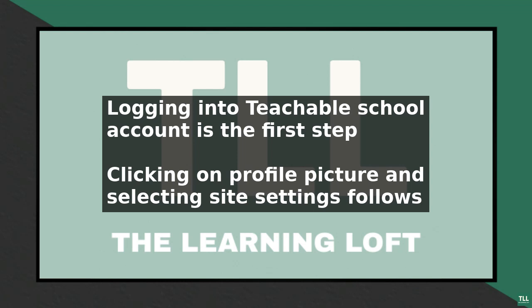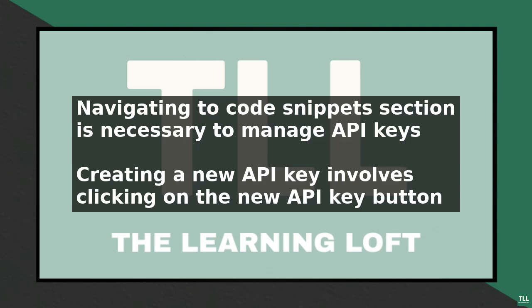To create a new API key, click on the New API Key button. You will be prompted to enter a name for the API key. This name is for your reference only, and it can be anything that helps you identify what the key is used for. After entering a name, click on the Create API Key button.